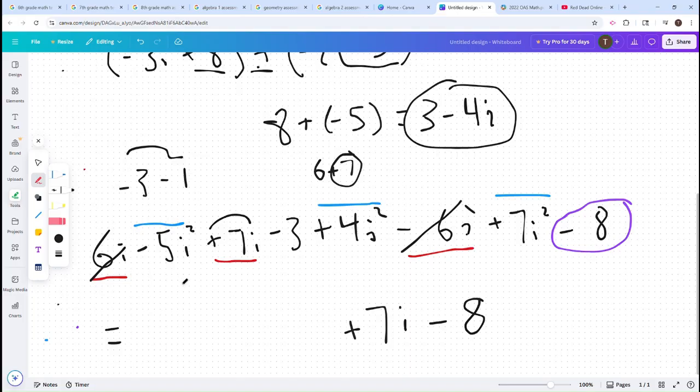Now, the i to the second powers. We have minus 5 plus 4 and plus 7.